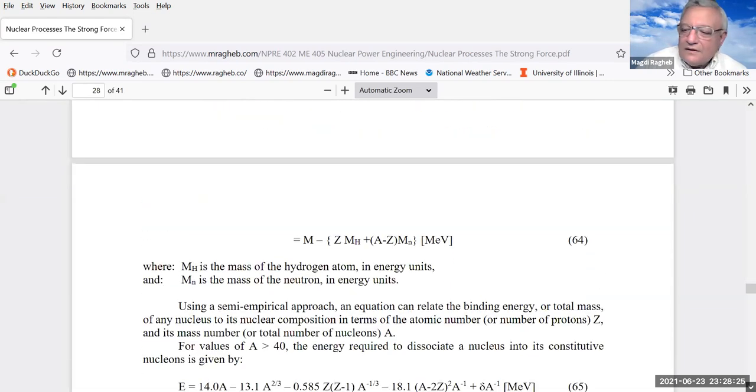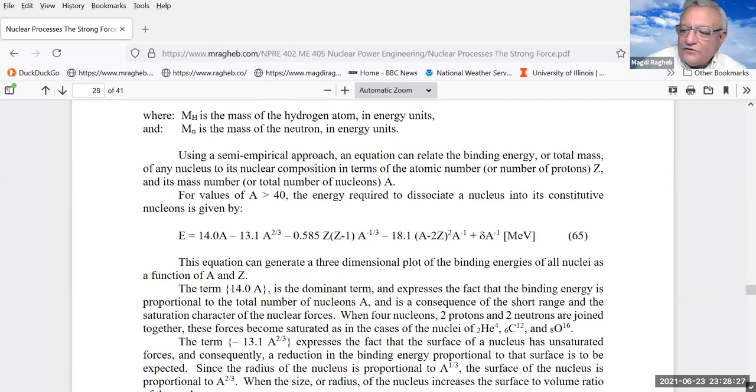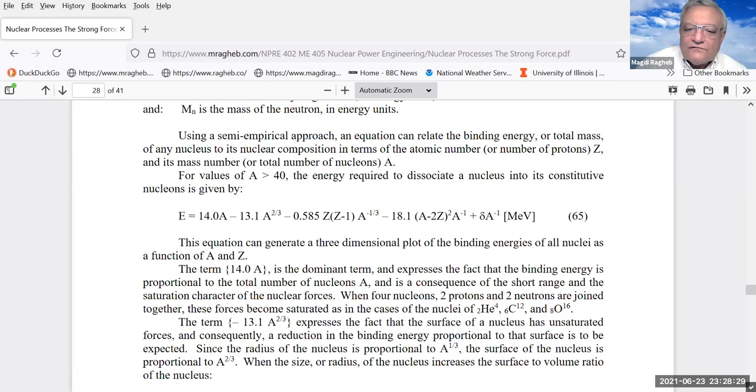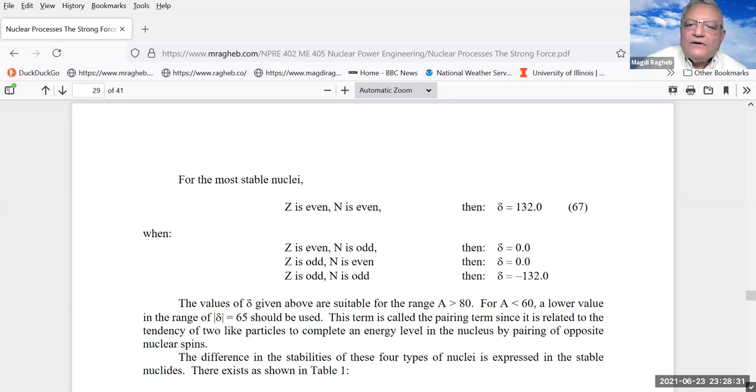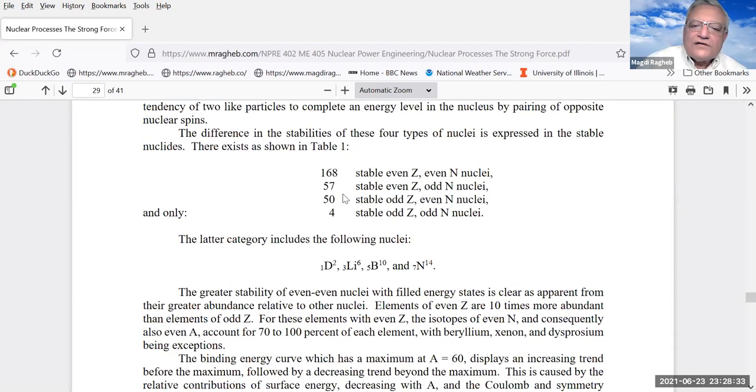And there is more detail about it if you are interested in the nuclear physics process itself. Again, this is the configuration of the 4 stable odd number nuclei. These 4 nuclei that are just uniquely stable are deuterium, lithium-6, boron-10, and nitrogen-14.